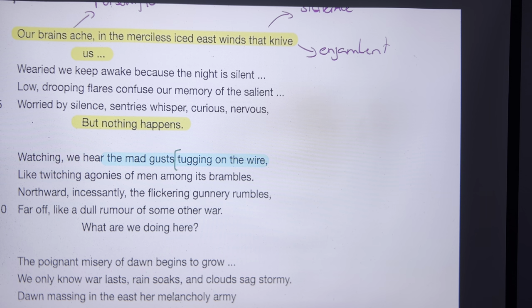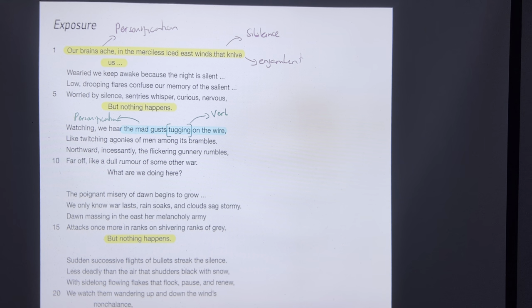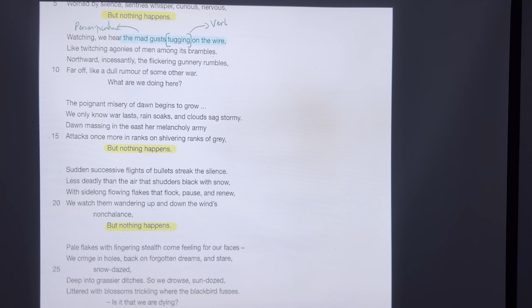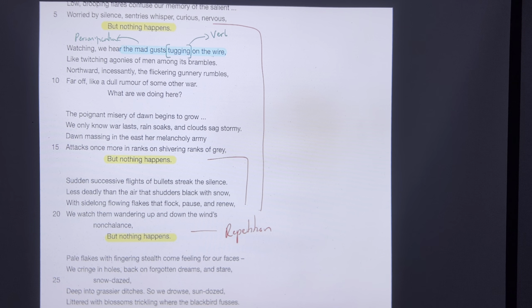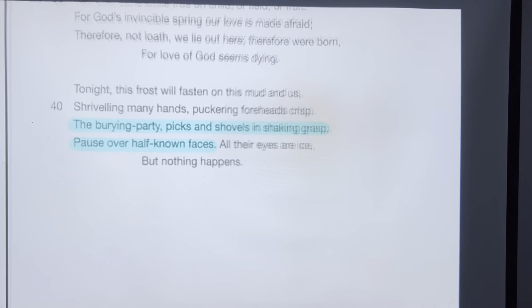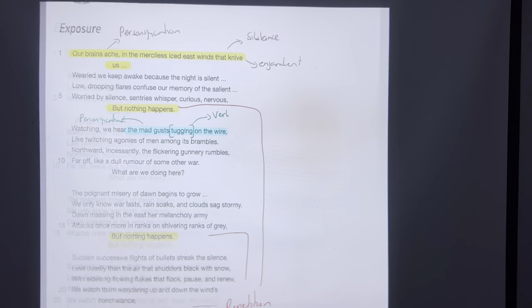The verb "tugging" here is a very good verb, and then the personification here is very, very effective. And then, guys, you can also speak about the repetition on these particular lines, should you wish to, and it ends, guys, with the idea of juxtaposition. Now let's go over these particular lines.